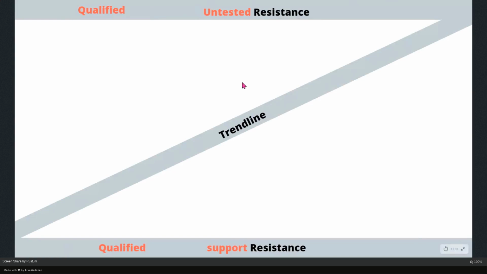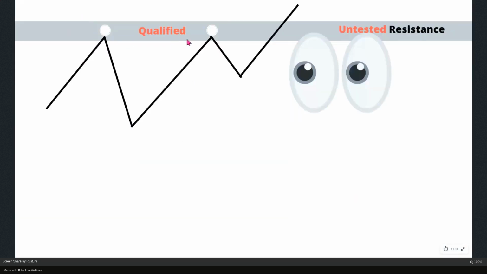So what is a qualified level and what is an untested level? For me, the way I qualify a level is that it needs at least 2 touches on that level. So to the left, you need to see at least 2 touches, and then your level becomes qualified. It becomes an area where you would like to watch for price action. So it comes to the level and then you start looking.